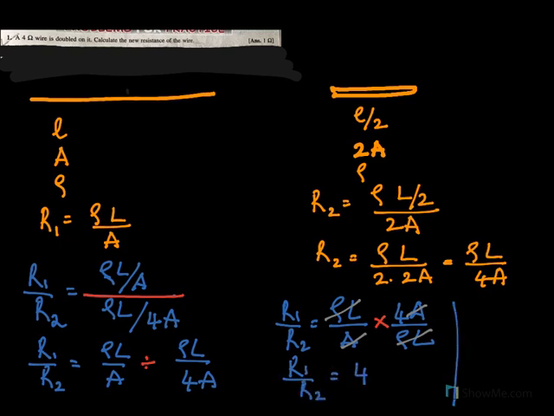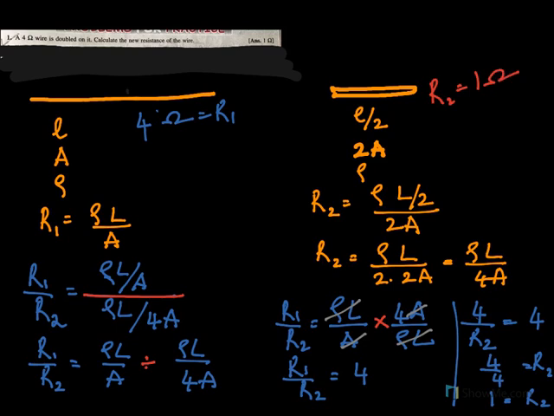Now we continue. We know our R1 here was given as 4 ohms. So here we will put 4 over R2, that is equal to 4. So your R2 equals 4 over 4, 1 ohm. So the new resistance of this wire after it is folded becomes 1 ohm. The resistance decreases because the length decreases and the area of cross section doubles. From 4 ohms it becomes 1 ohm.